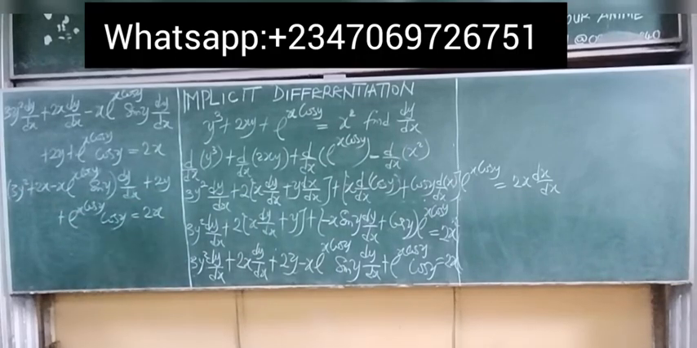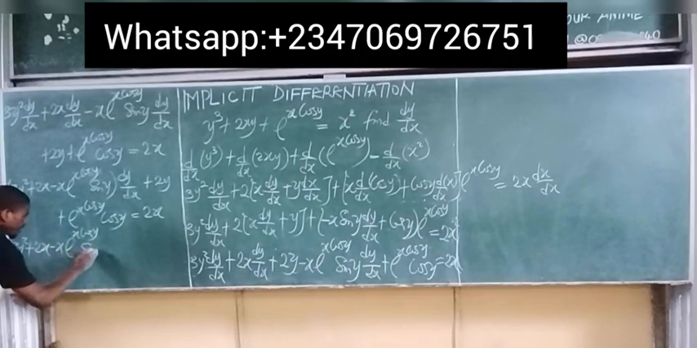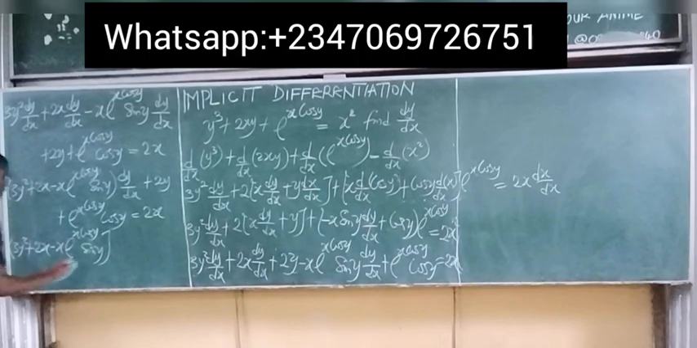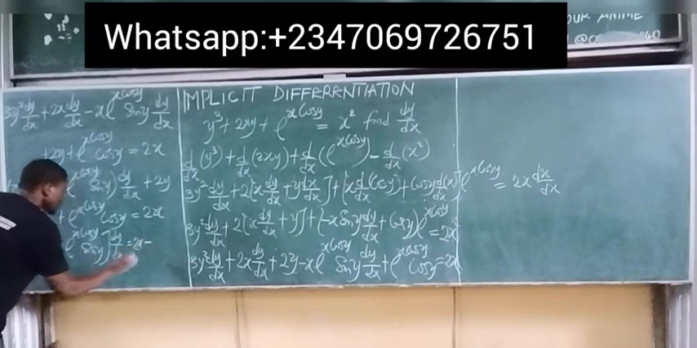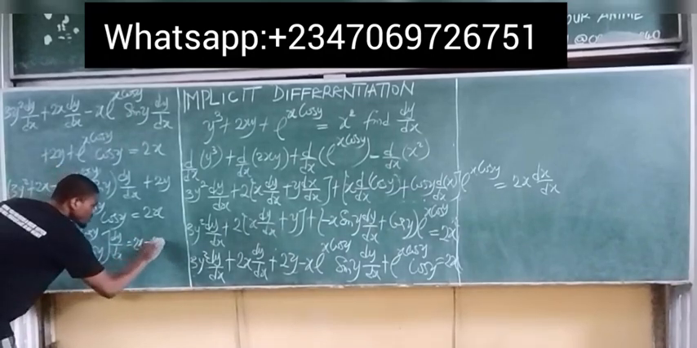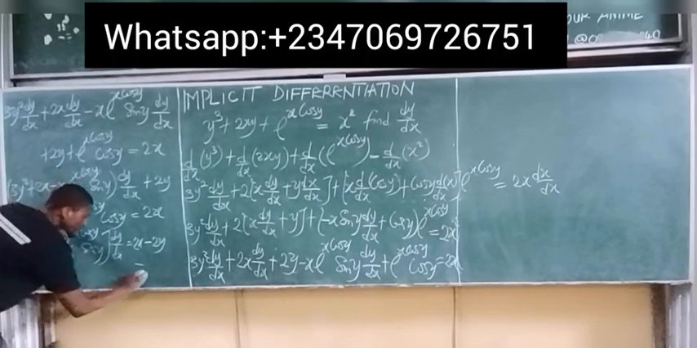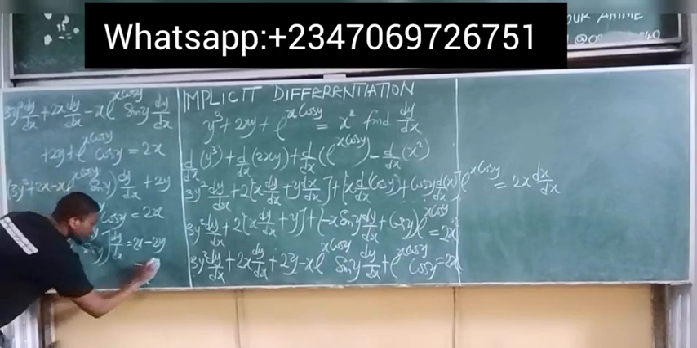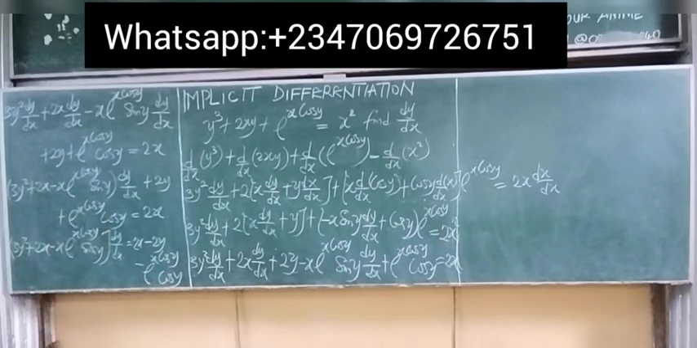If I do that, I'll simply have 3y squared plus 2x minus x exponential x cos y sine y, dy dx, and that's equal to 2x minus 2y minus exponential x cos y times cos y. Okay, so I have this now.